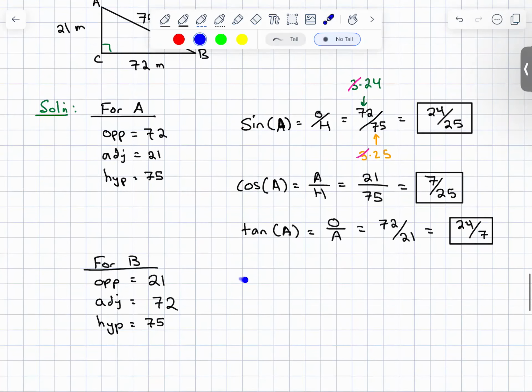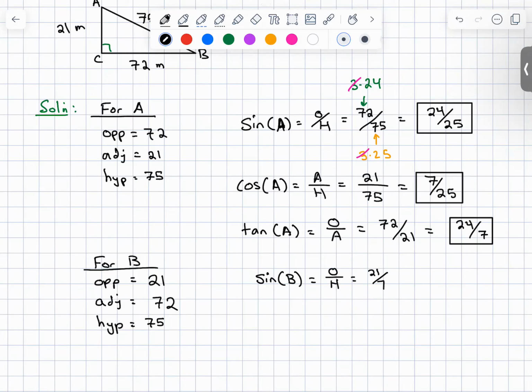So sine of B is equal to opposite over hypotenuse. In this case, for angle B, its opposite is 72 divided by its hypotenuse, which is 75, which does reduce down to 24 over 25.